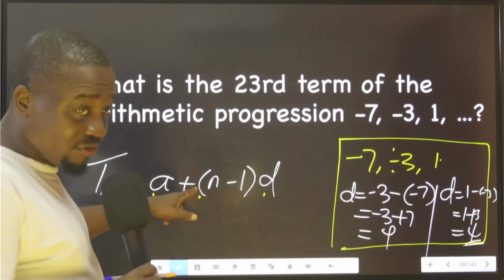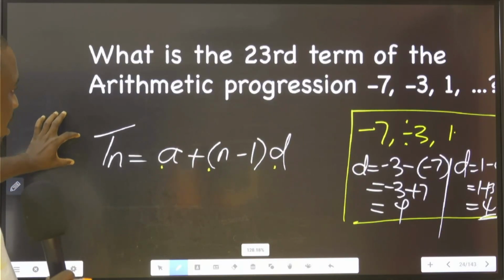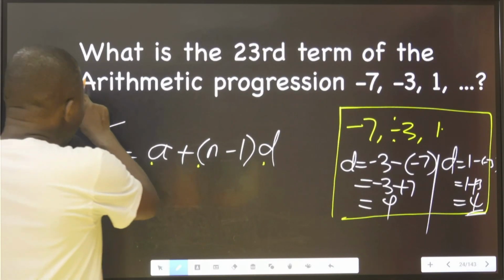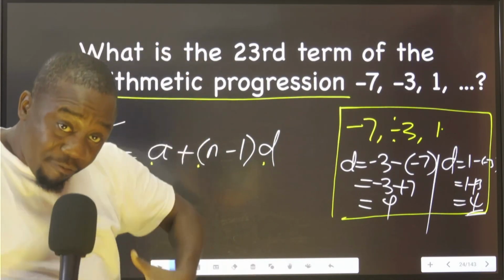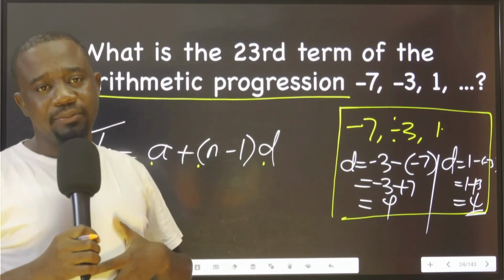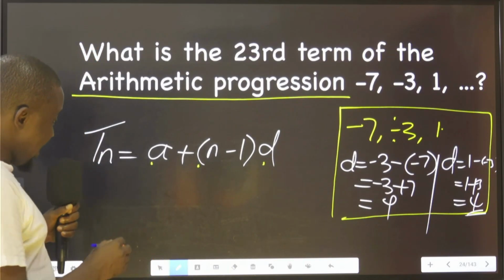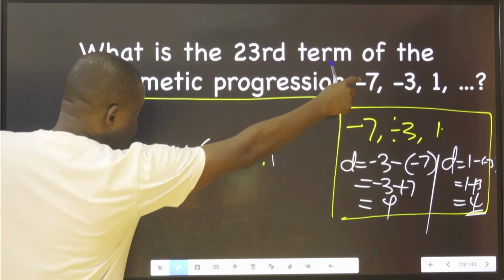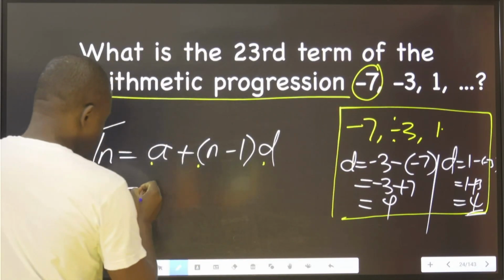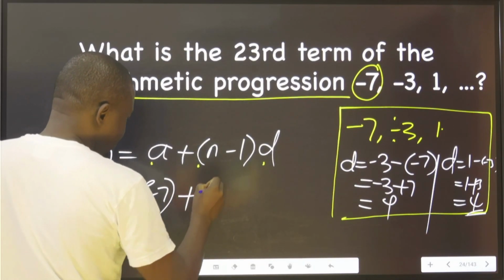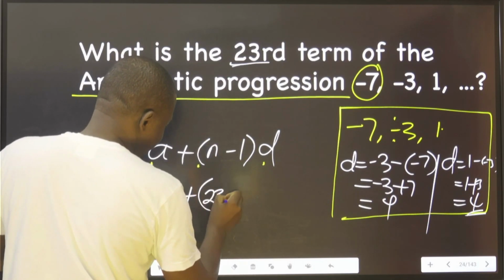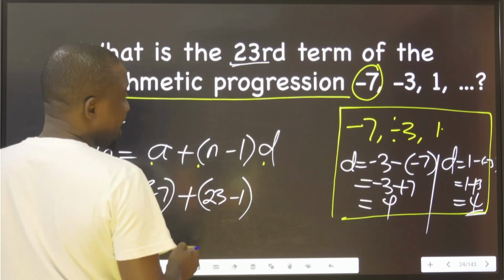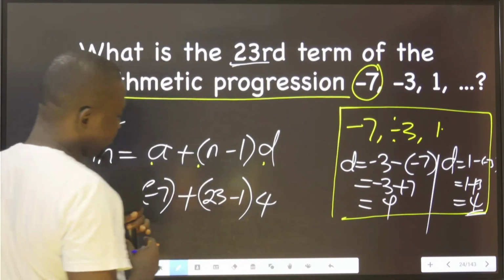Therefore, we can apply this formula. And we are told that it is an arithmetic progression. This alone is enough for us to invoke this formula. Therefore, we put in the first term, as you can see, which is minus 7. We are looking for the 23rd term, that is n is 23, minus 1. The common difference is 4.